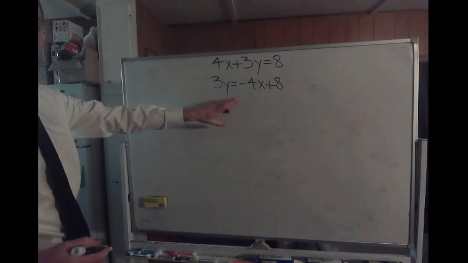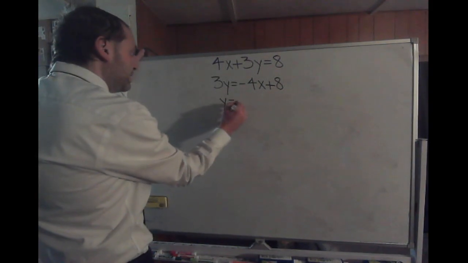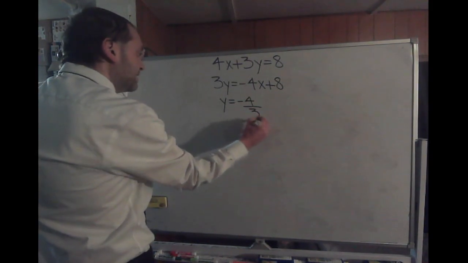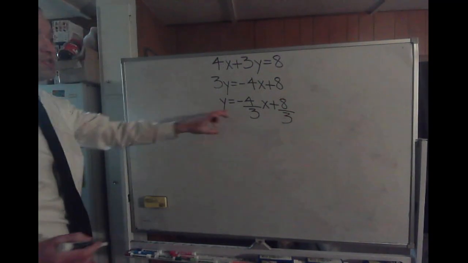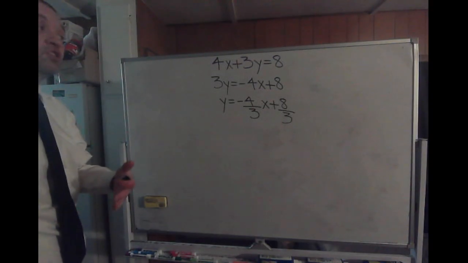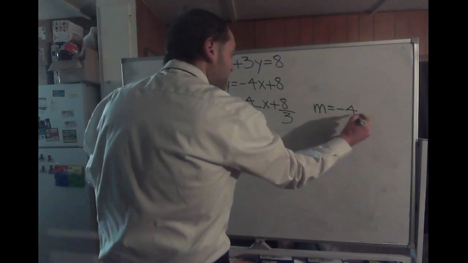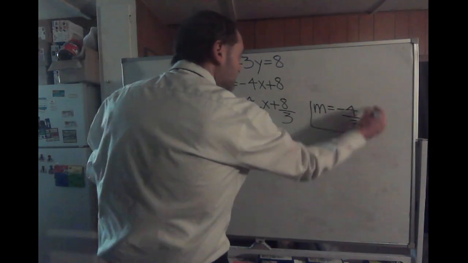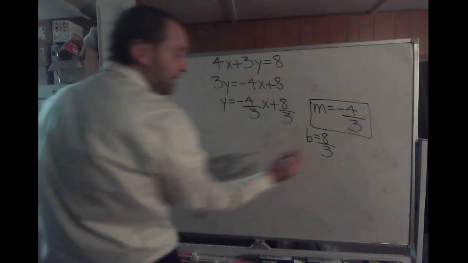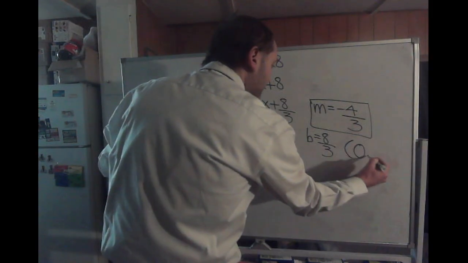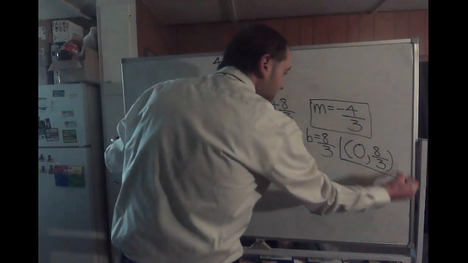Then we want the coefficient of the y term to be 1, so divide everything by 3. You would get y equals negative 4/3 x plus 8/3. So that would turn this equation into slope-intercept form. Now we can find the slope and y-intercept. The slope would be negative 4/3. Now the b term is 8/3, meaning that you have a y-intercept at (0, 8/3), or (0, 2 2/3), however you want to look at it.